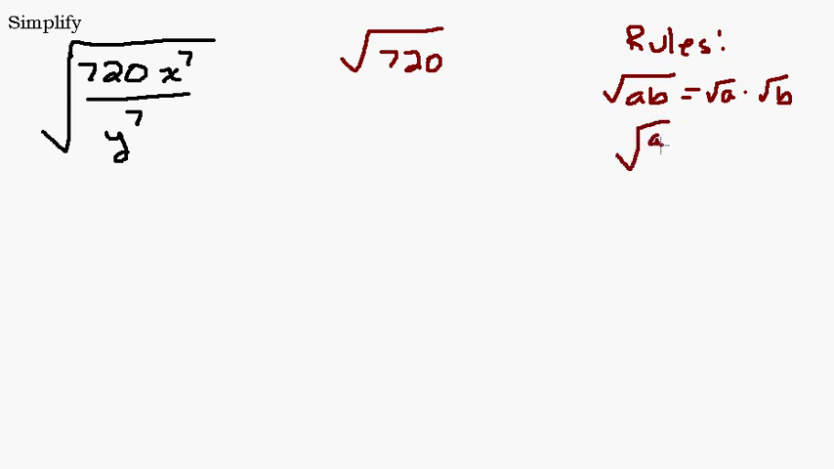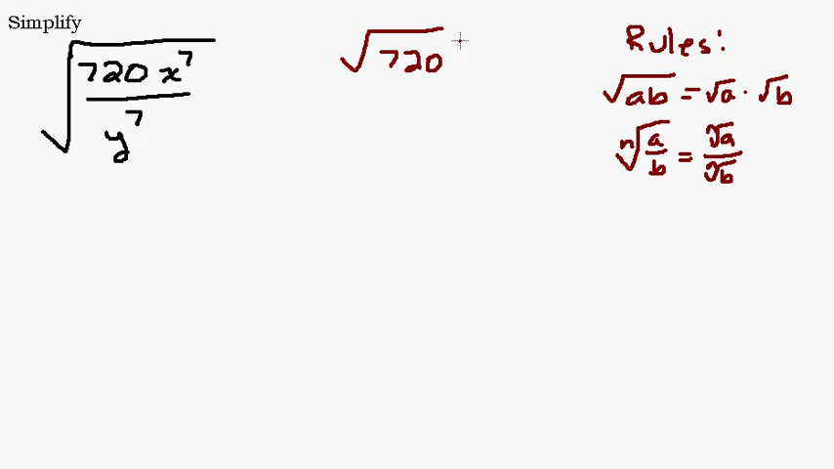If you have the square root of a over b, that's the same as the square root of a over the square root of b, or any root. It could be the cube root. You could put little n's here for the nth root. So we really can look at these as three separate problems, and then we'll put it all together at the end. We do need to remember that the y to the 7th is going to be in the denominator, and we'll have to deal with that as well.